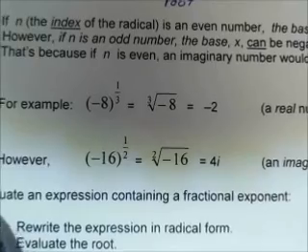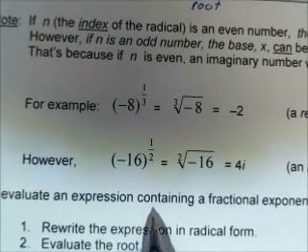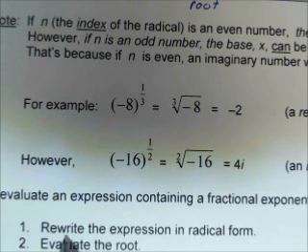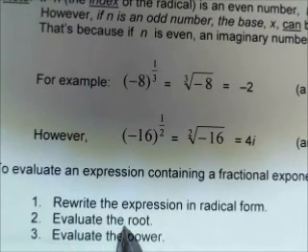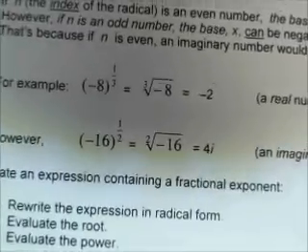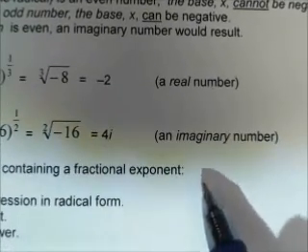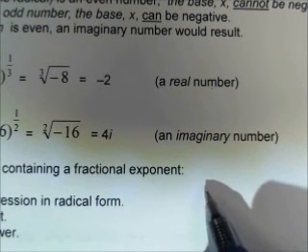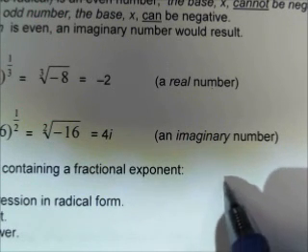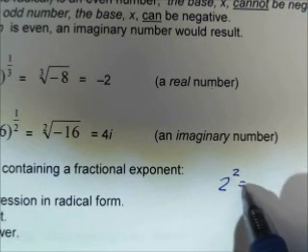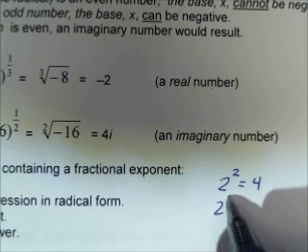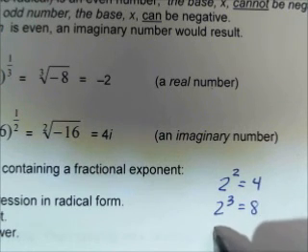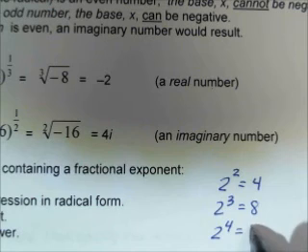We're going to follow these steps in evaluating an expression containing a fractional exponent. We're going to rewrite the expression in radical form, evaluate the root, and then evaluate the power. Now, before we get started, let's use the space over here to the right and just write down some powers, like 2 to the second we know is 4. 2 to the third, recall, is 8. 2 to the fourth is 16. 2 to the fifth is 32.